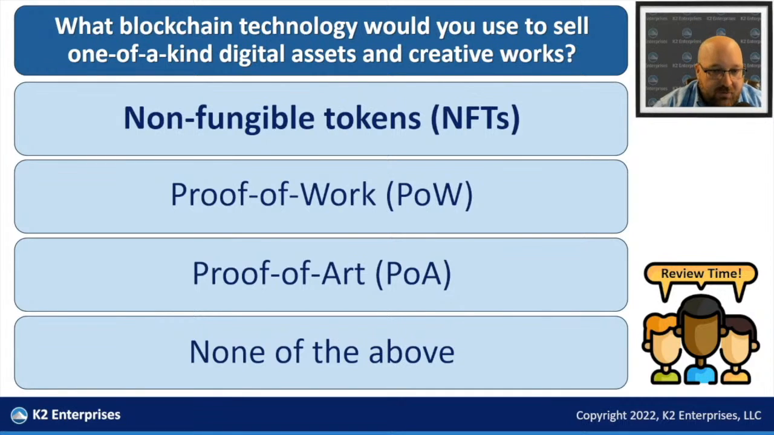Proof of work and proof of stake are methods of confirming transactions in blockchain, so they're not relevant to this question, and anything that's a made up word isn't either. So the correct answer here is going to be non-fungible tokens.